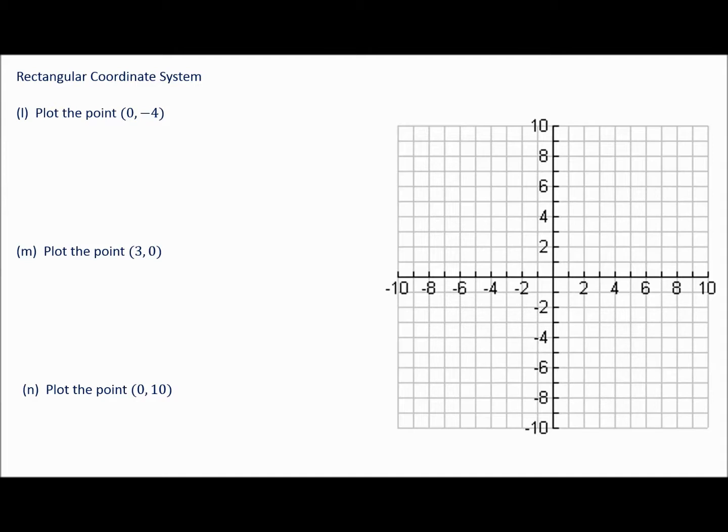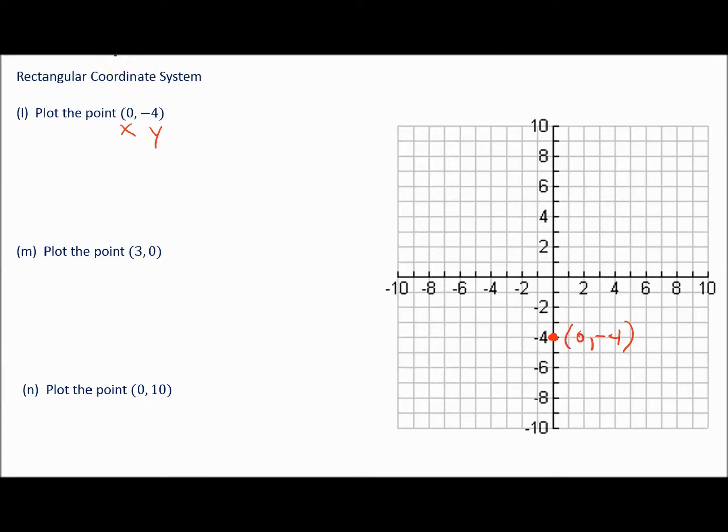So hopefully you've taken a minute to do this. So I want to plot 0, -4. And remember, the x is 0 and the y is -4. So x always comes first, and that's left to right. Well, if it's 0, that means you don't move to the left or the right. You stay right there in the middle, but the y is -4 means I go down to -4. So this point in red right here is 0, -4.